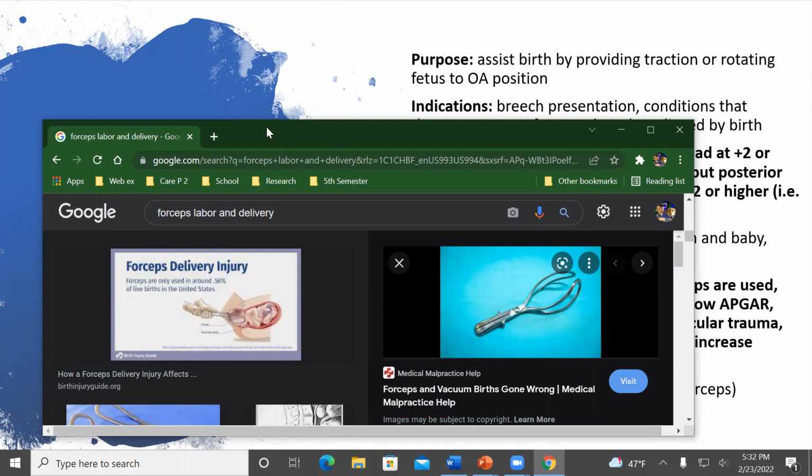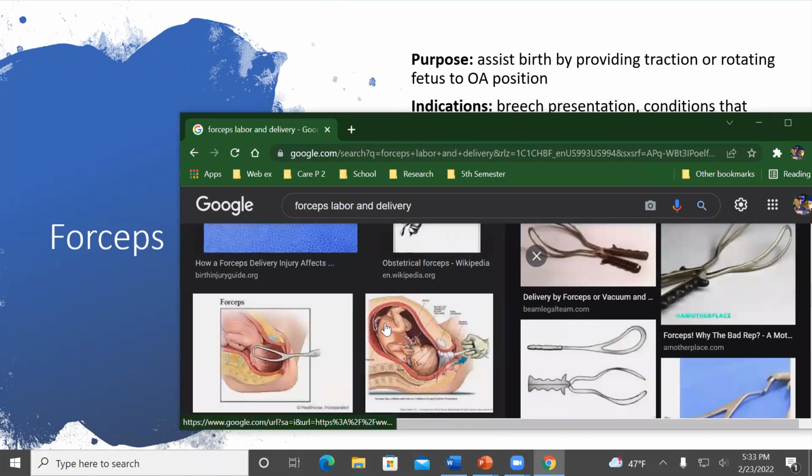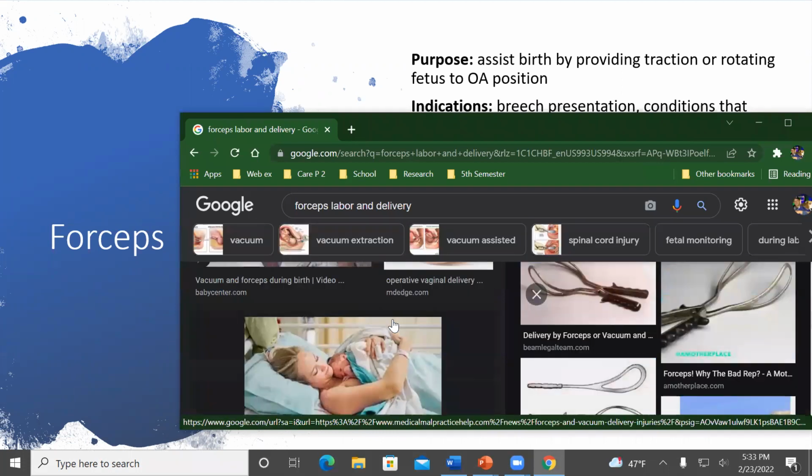The benefits of this will be a faster birth, less danger to mom and baby, maybe even creating a more favorable position for delivery. Risks: we have ecchymosis or edema where the forceps are used. We can have a caput succedaneum, maybe even a cephalohematoma, which is where we're talking about blood. Succedaneum meaning fluid. Maybe they might have a lower Apgar, a retinal hemorrhage, a corneal abrasion. Maybe they have some trauma. Usually whenever you see a baby that has had forceps, you're going to see redness.